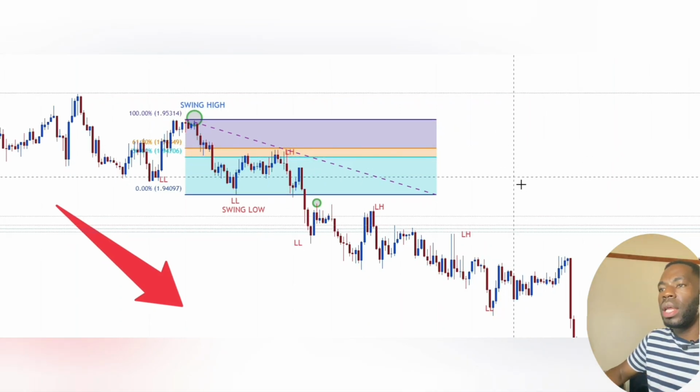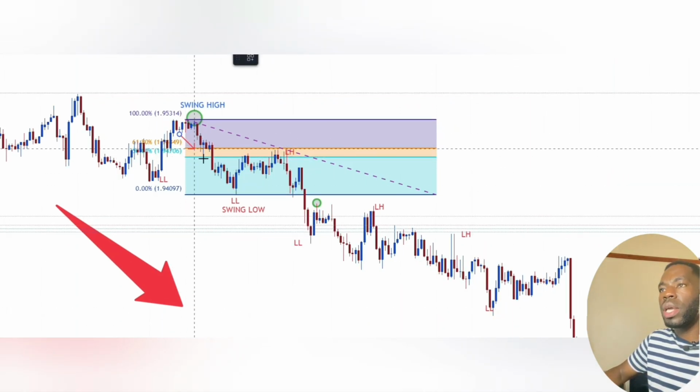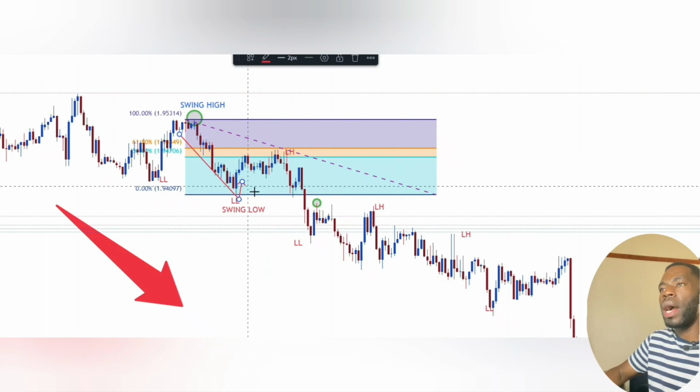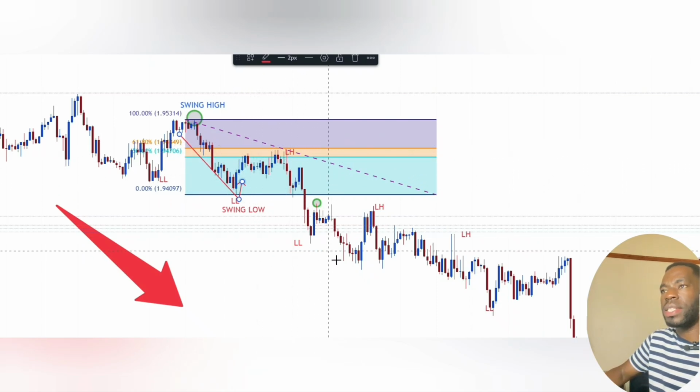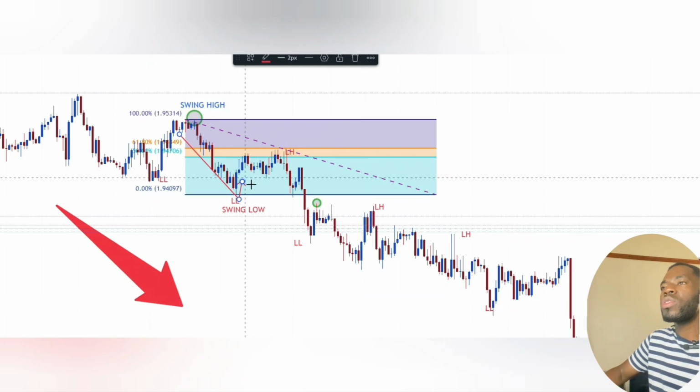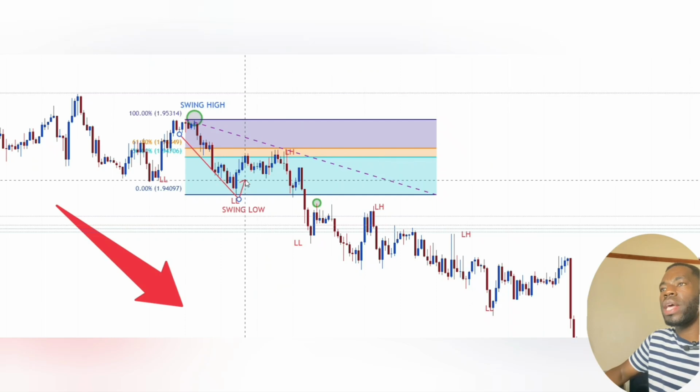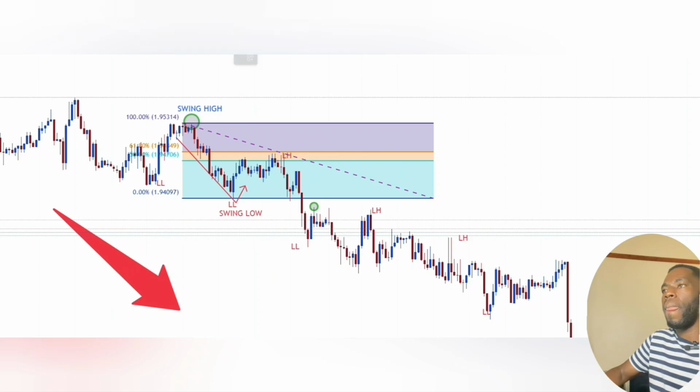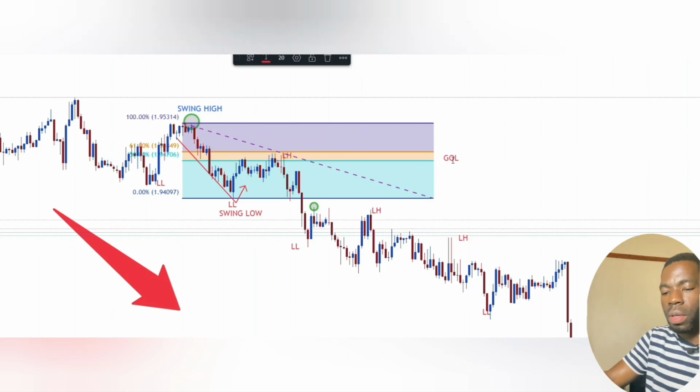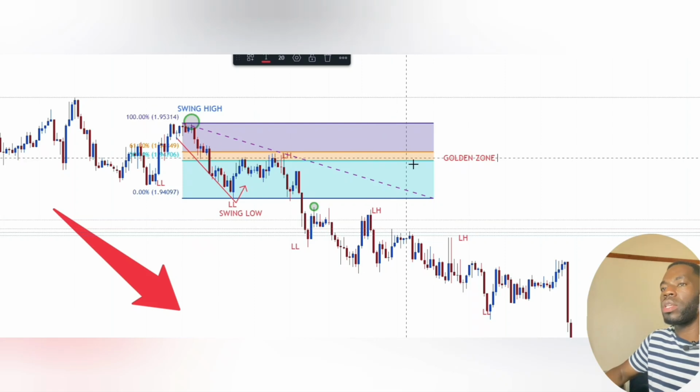So now, let's assume that we were moving downwards and we started to retrace to the upside. We are around this zone, and we don't know how high this price is going to retrace before we can place our sell. So we are looking to sell at a higher price. We are waiting for this price to go all the way to our golden zone before we can sell. Our golden zone, we can already see it here. This is our golden zone.